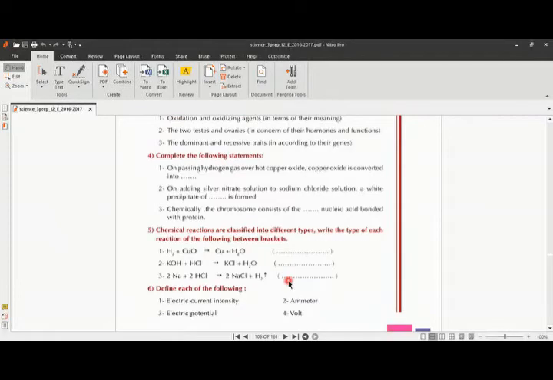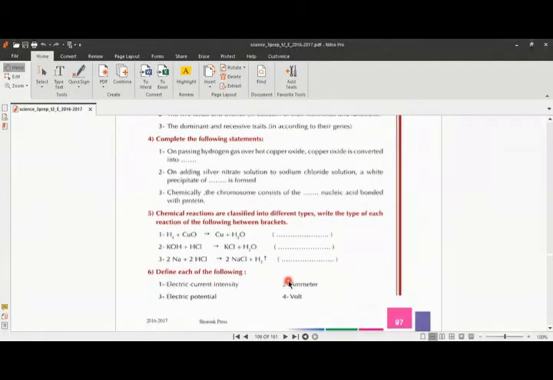Complete the following statement: on passing hydrogen gas over hot copper oxide, CuO plus H2, copper oxide is converted into copper only. This is the equation for the oxidation and reduction process, an example of oxidation and reduction. On adding silver nitrate solution to sodium chloride, a white precipitate of silver chloride forms. Silver chloride, this is the precipitate that has a white color.